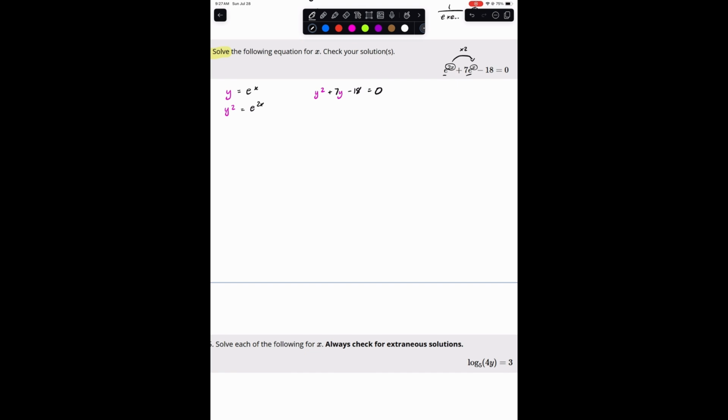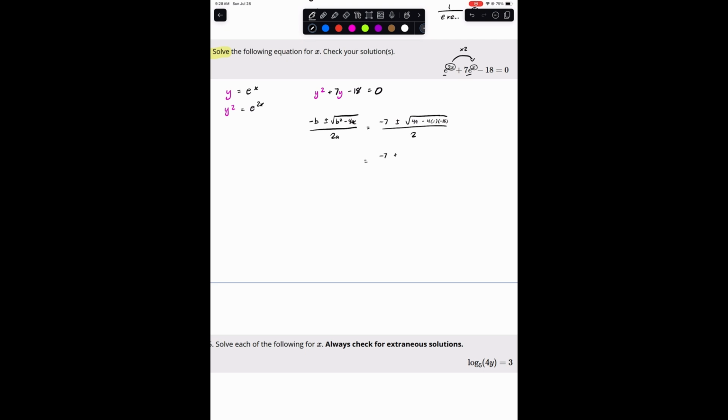We could use the quadratic formula here, right? Because we're solving for x, or in this case for y. So negative b plus or minus the square root of b squared minus 4ac, over 2a. This is negative 7 plus or minus the square root of 49 minus 4 times 1 times negative 18, all over just 2.